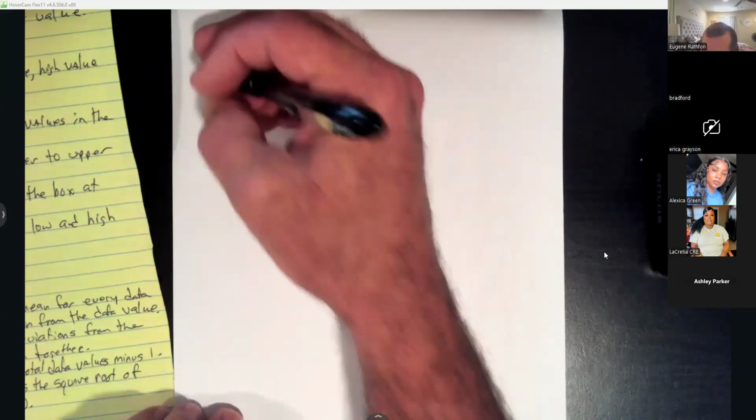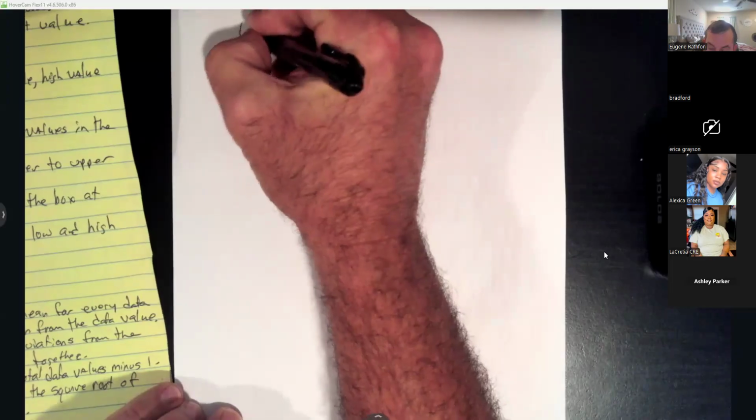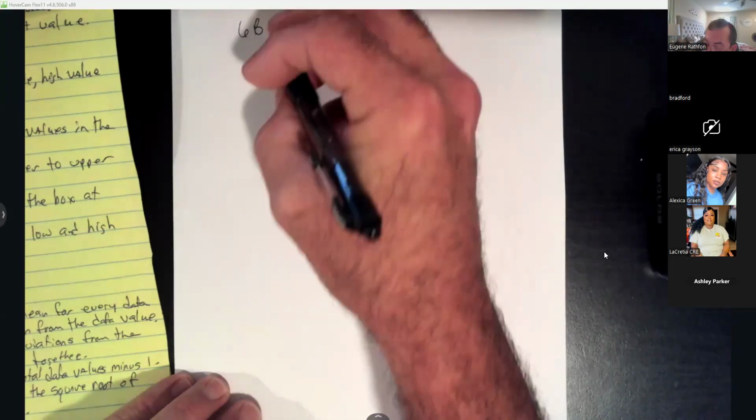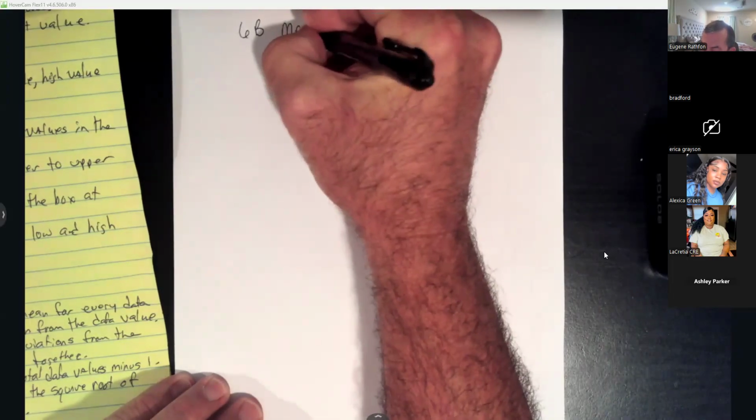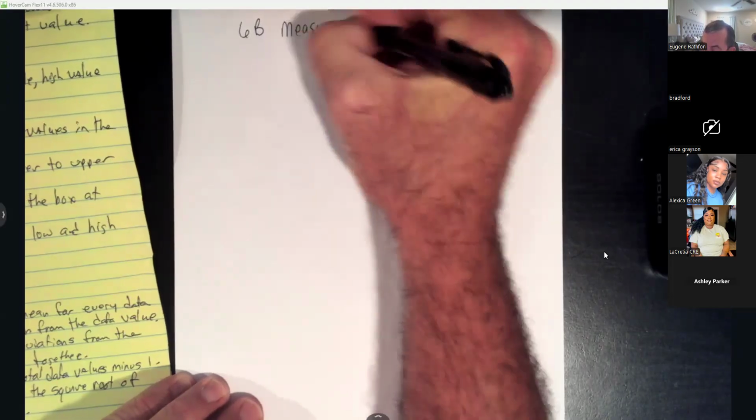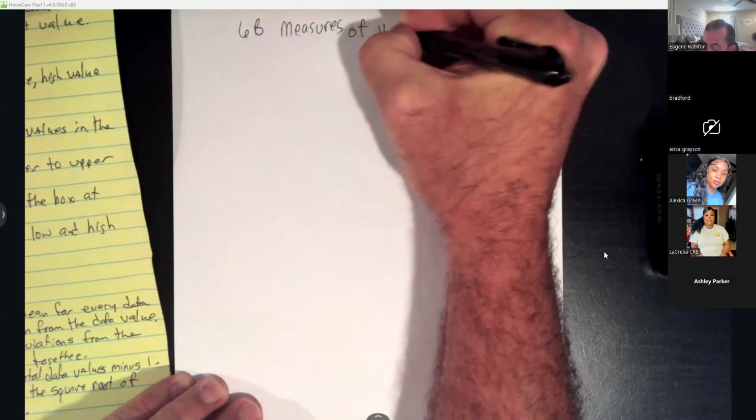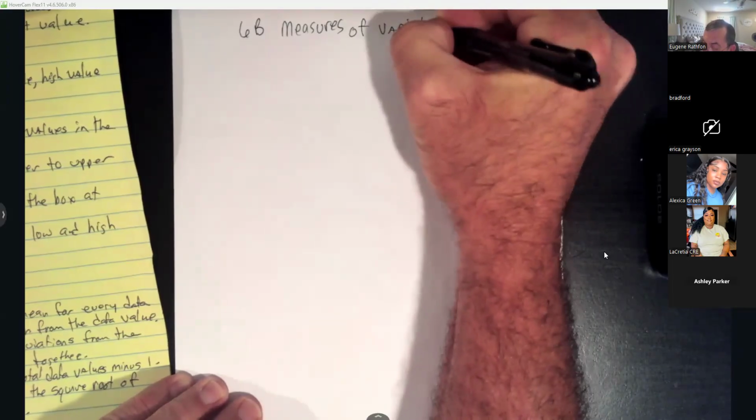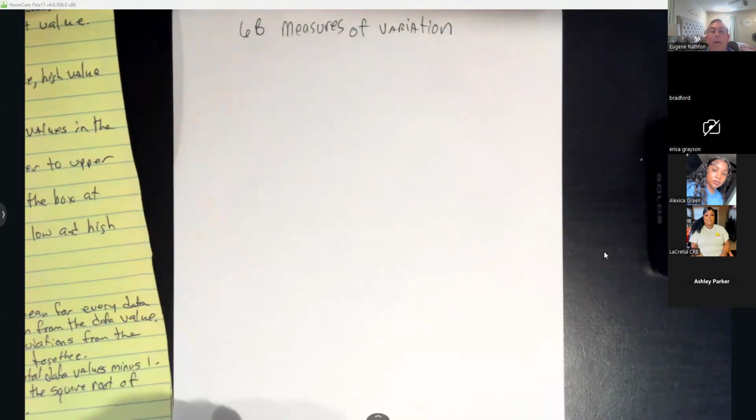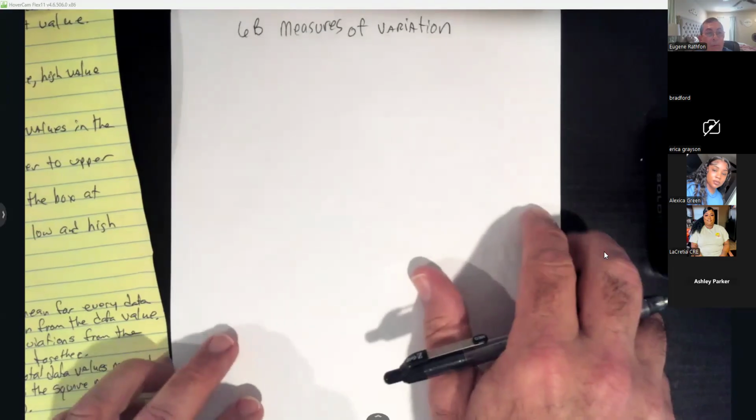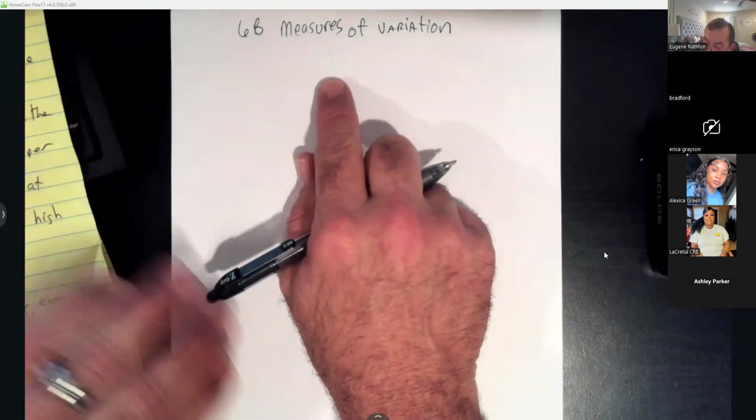Alrighty, so y'all, like I said, this is 6B, and it deals with measures of variation. So y'all, first I'll describe what variation is.